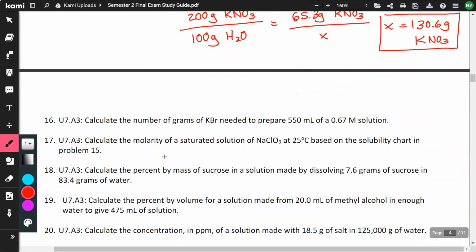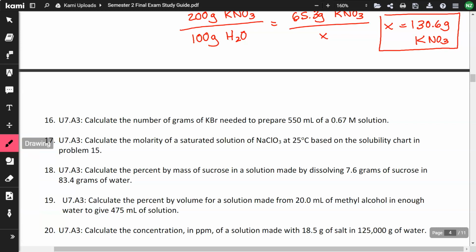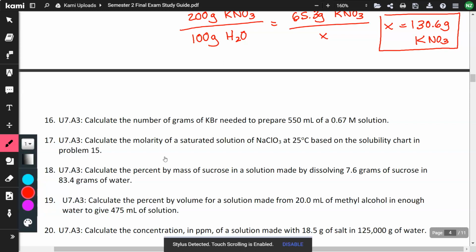All right, so we're moving on. We're going to number 16. 16 says calculate the number of grams of KBr, so potassium bromide, needed to prepare 550 milliliters of a 0.67 molar solution. Okay, so for this, you're going to use the molarity equation.